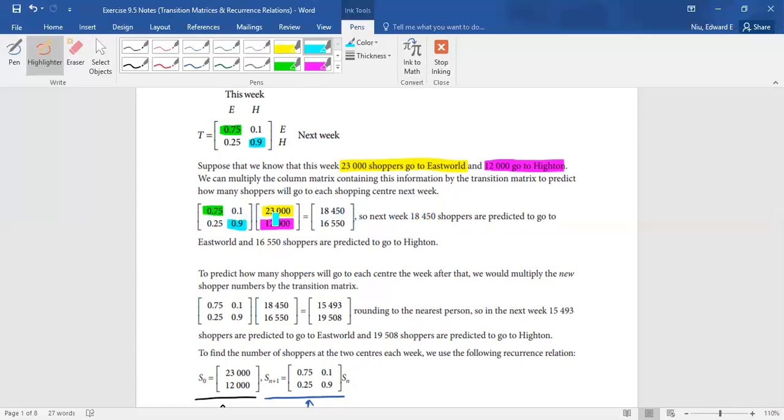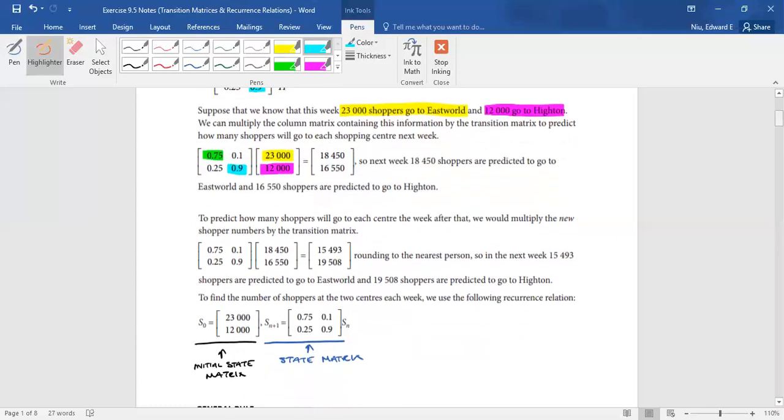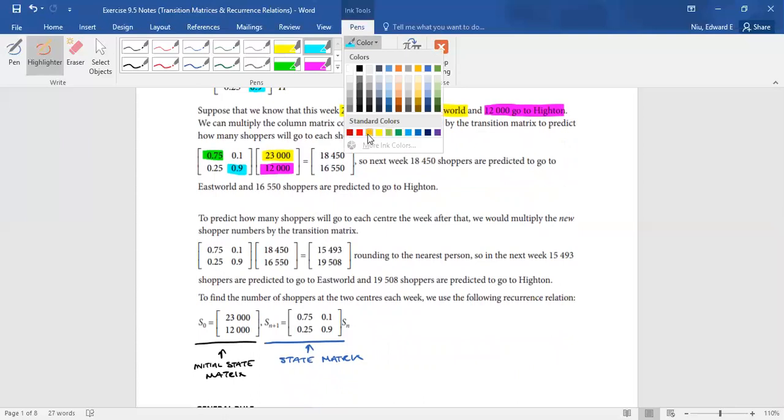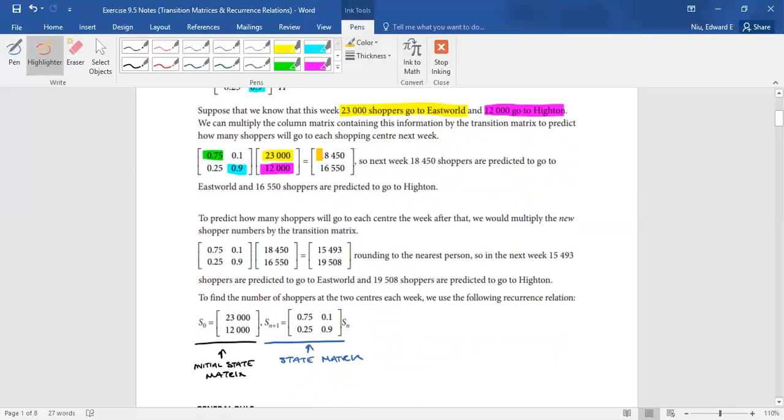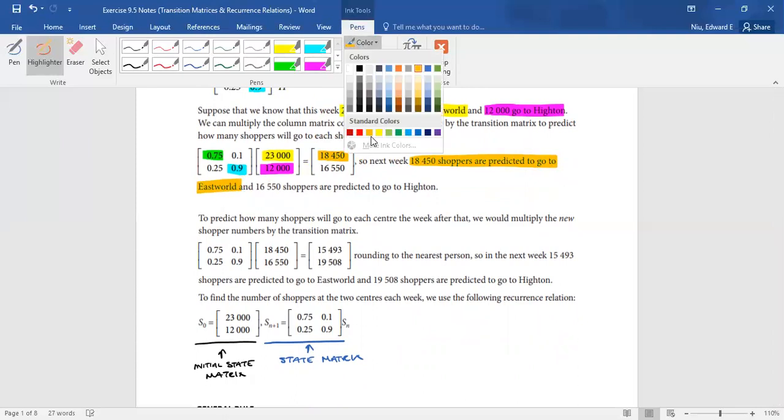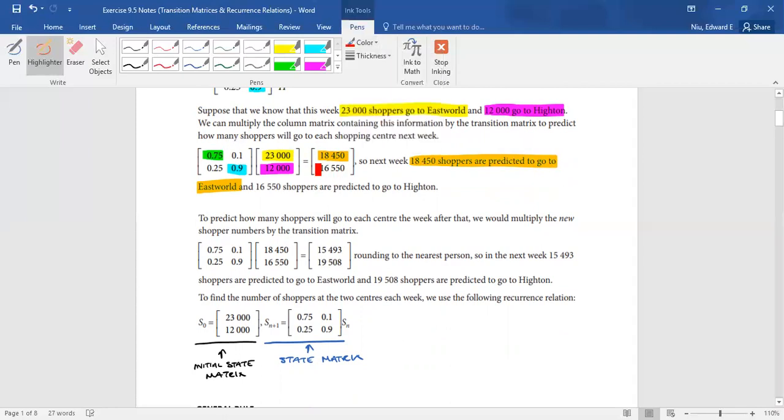And from there, we can actually start building further predictions. Let me give myself some time. I'll try and highlight. So this part in orange is predicted to go to Eastworld. This part, let's go with orange and red, is predicted to go to Highton.